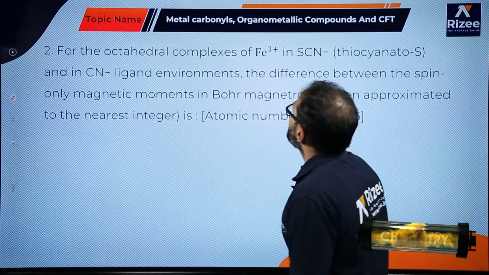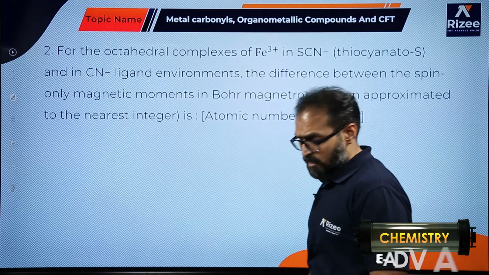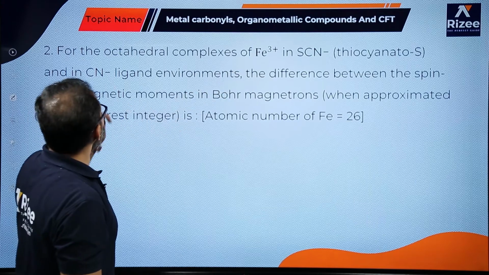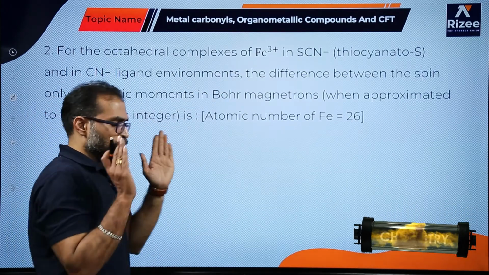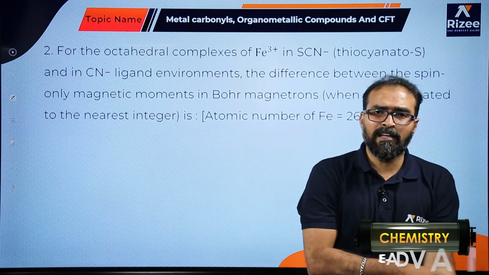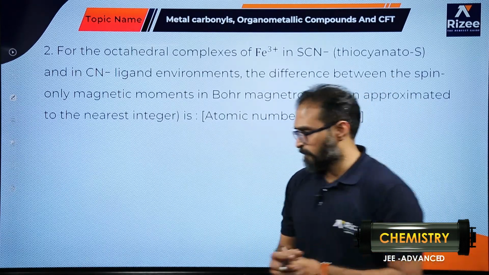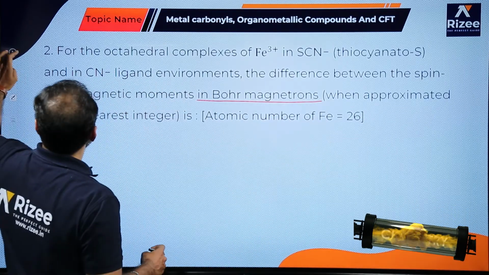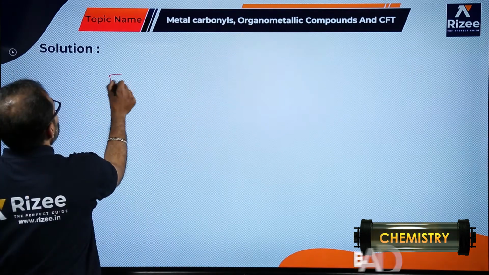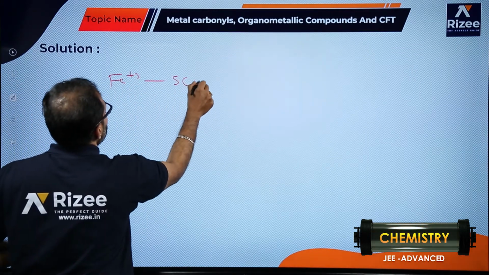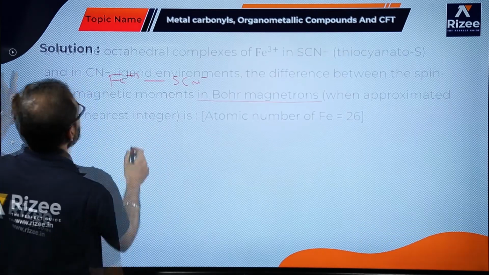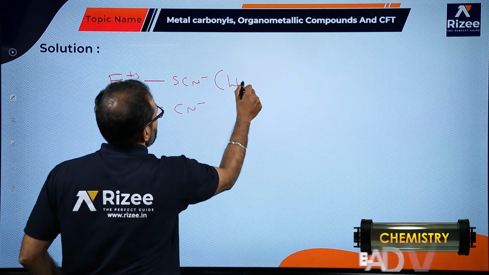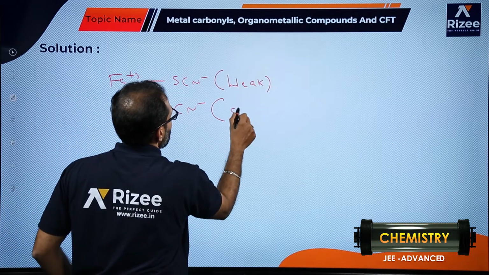For the octahedral complexes of Fe3+ in SCN- thiocyanate and CN- ligand environment, the difference between the spin-only magnetic moments is asked. First of all, you should remember the formula for the spin-only magnetic moment: root of n into n+2 Bohr magneton. They are asking for the difference. SCN- is a weak field ligand. CN- is a strong field ligand.